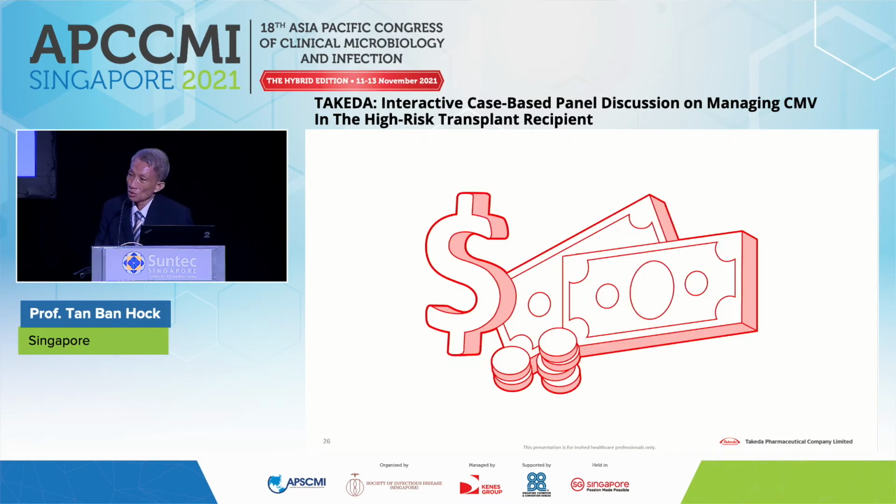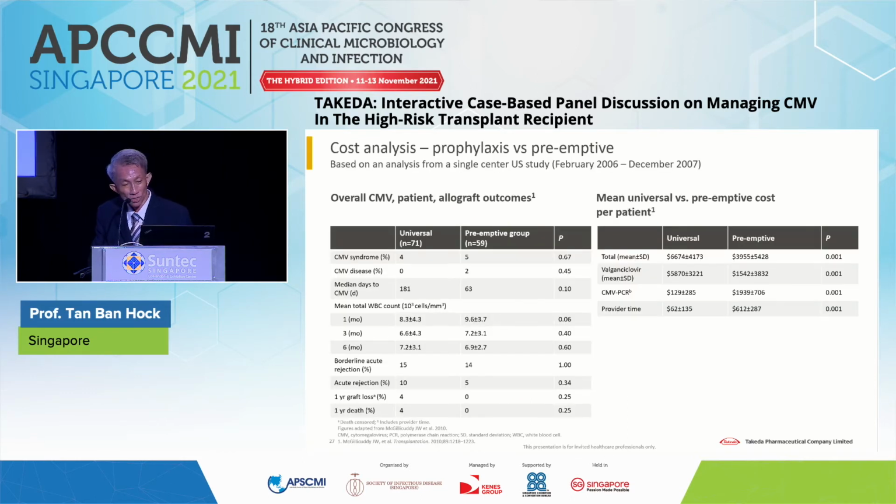So if we don't really have very good hard clinical outcomes to go by, then maybe we can look at money, right? Is it more cost effective? So this is one of several studies. This is from a single US center only. And they look at the difference between mean universal versus preemptive costs per patient.